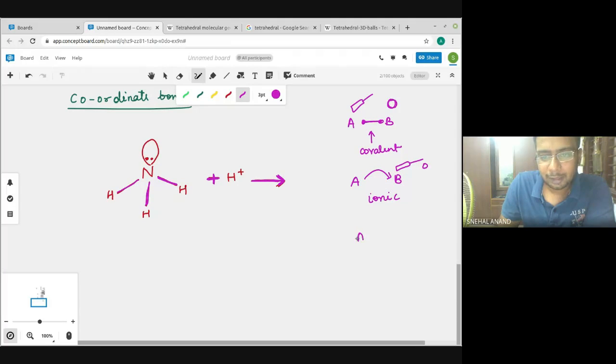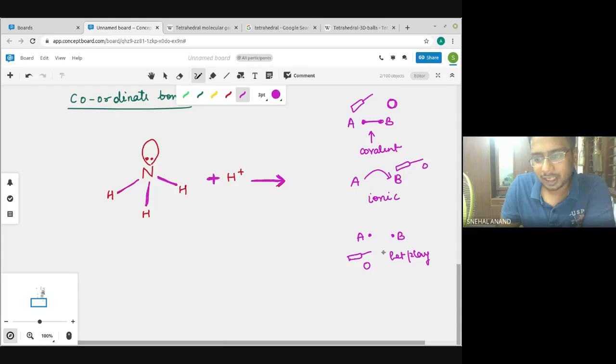Coordinate bond is like this. When A has a bat and a ball, he tells B, come, let's play together. Okay, so let's play together. So A is not donating anything. He's saying you can come and share both my bat and ball.